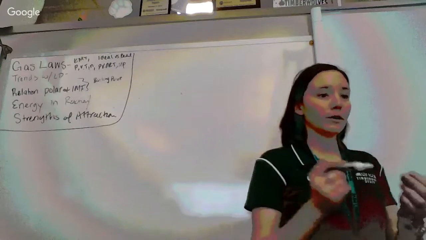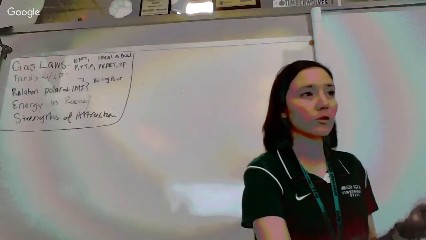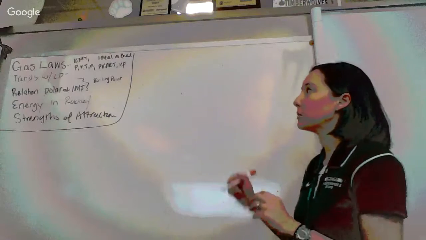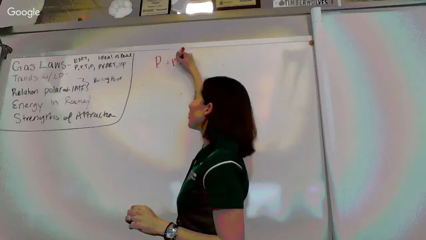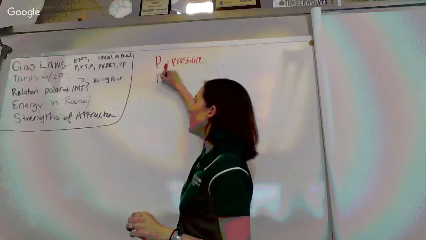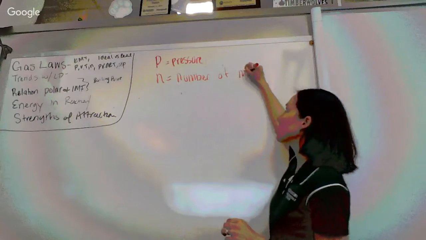It doesn't matter to me necessarily where we begin, but let's talk about the relationships between pressure, volume, temperature, and your number of moles. Seems as good a place to start as any. So P is going to be our pressure. V is our volume. N is the one that people tend to forget. So remember, that's going to be your number of moles.